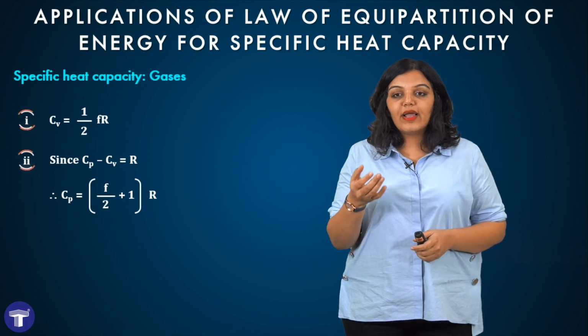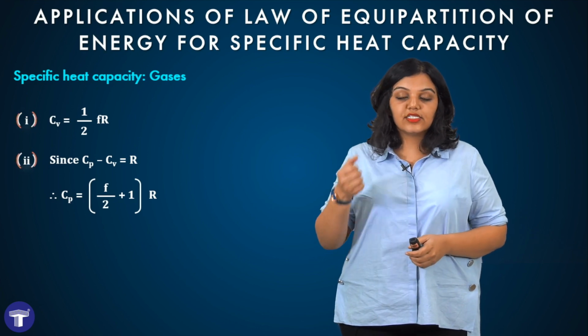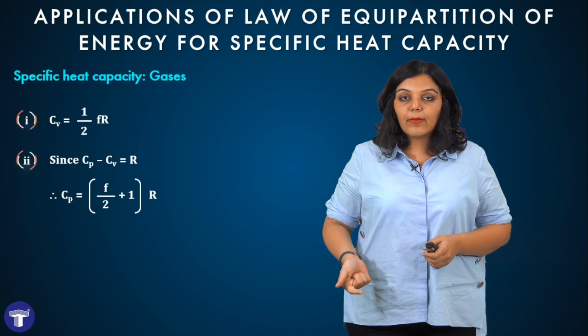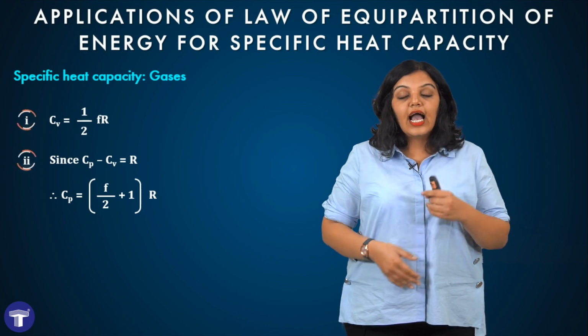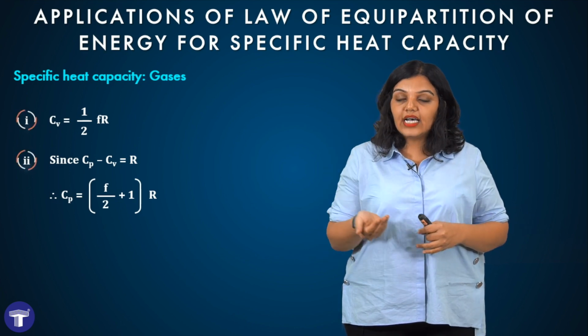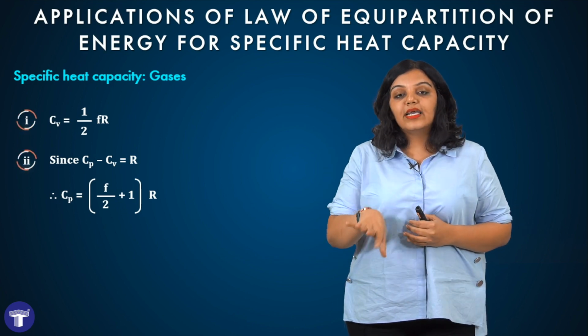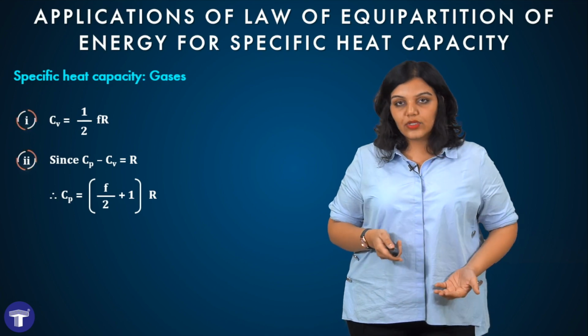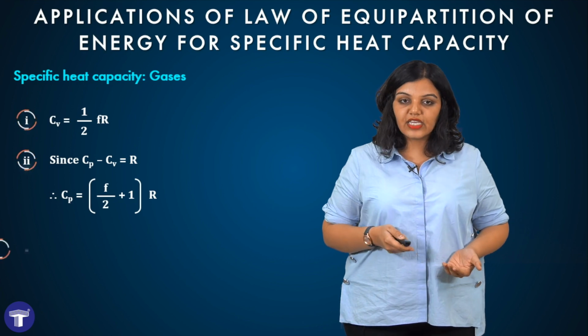So you can see just by knowing what kind of molecule it is, that is, if you know it's a monoatomic molecule, then you know that F is 3. If you know it's a diatomic molecule, then you know that F is 5. And if it's a triatomic molecule, then you have to ask whether it's linear or non-linear. Basically, if you know F, you can straight away find the molar specific heat, and if you know the molar specific heat, you can find the specific heat.